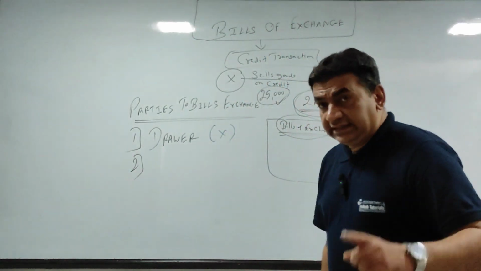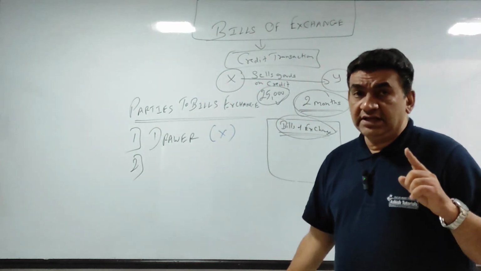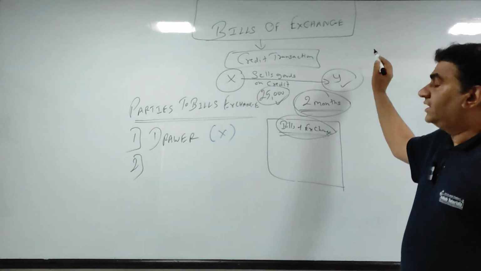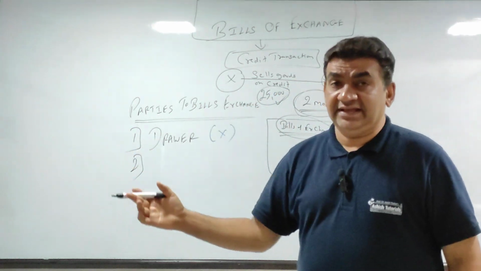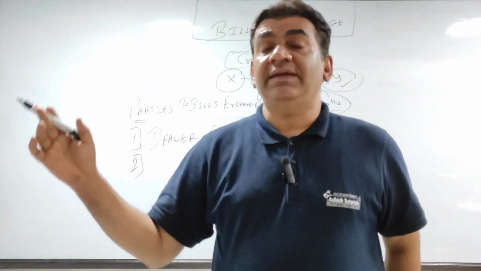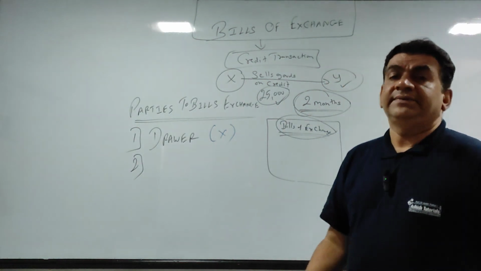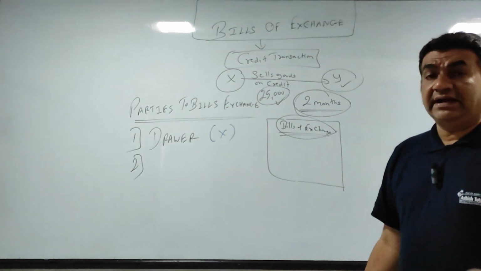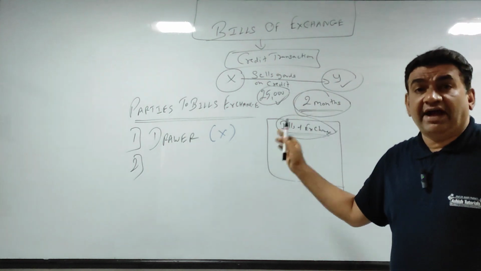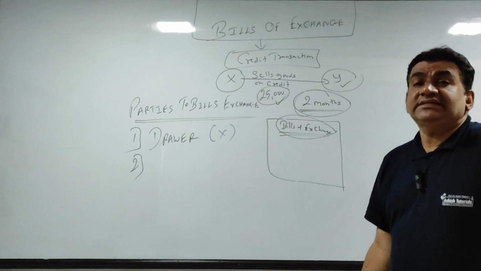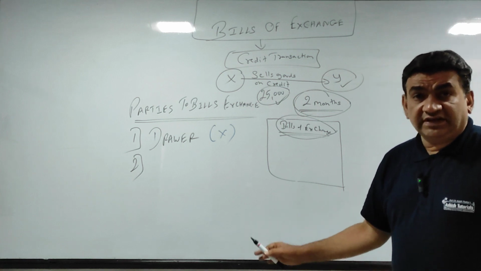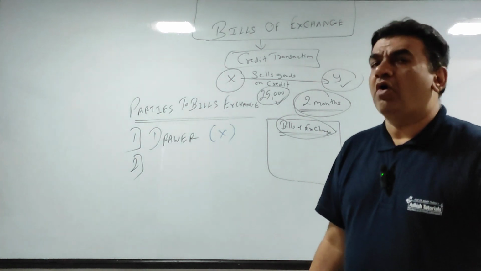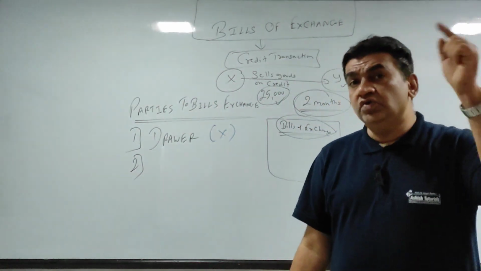Second, the second party, first party कौन था? जिसको पैसा लेना है. Now second party will be the party जिसको पैसा देना है. That party who has to pay the money will be the second party, and that is nothing but Y. So Y will be the second party to bills of exchange, the person who has to pay or on whom the bill is drawn.